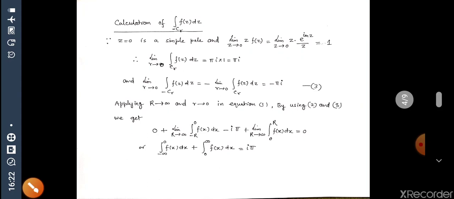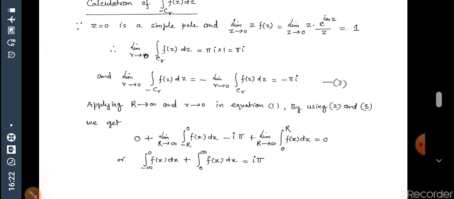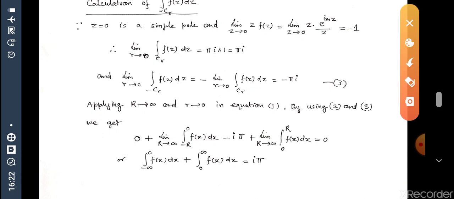Now we evaluate the value of integration of f(z) along the semicircle. Here z equal to 0 is a simple pole of the function. So first we calculate the residue at this pole. We get the value of the residue is equal to 1.